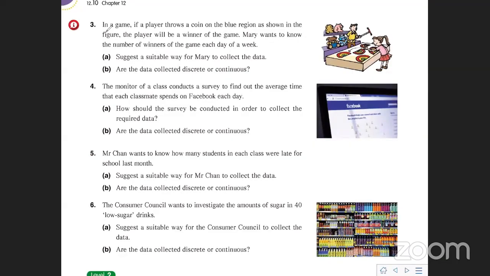And for the other exercises, it's more or less the same type. It just asks you to suggest a suitable way to collect data, and then asks you whether the data collected is discrete or continuous. The remaining questions are all for you to check your understanding on these two topics: whether you know how to find a suitable way to collect data, and what type of data you have collected.